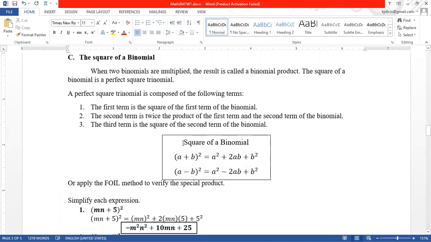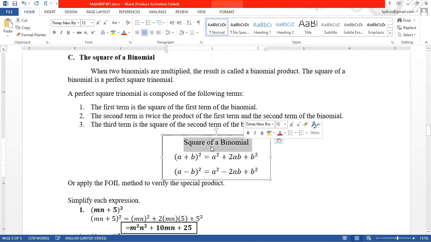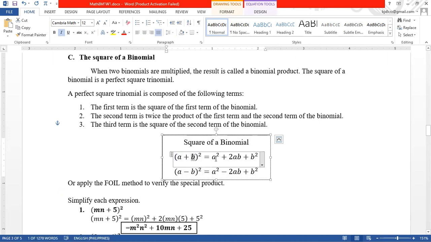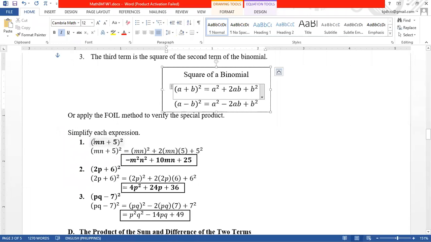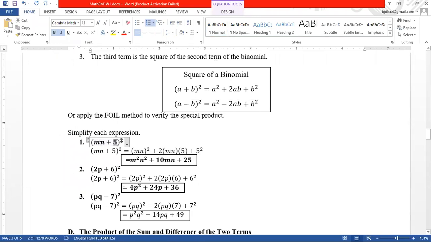So for much easier answering, just use this equation. You're just going to identify the first term and the second term and just change the variables here. So for example, this one, simplify each term. So we have here the quantity of mn plus 5 raised to the power of 2. So the first term here is mn. So just copy the mn to the equation.